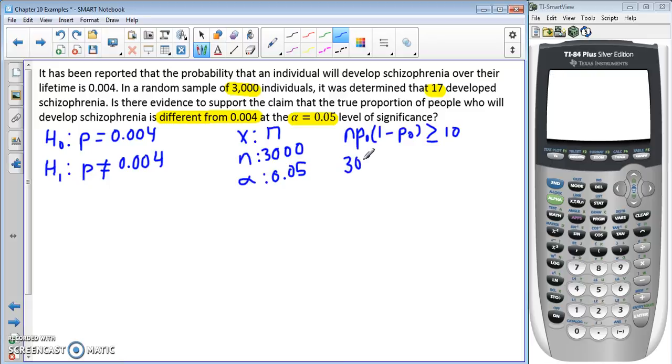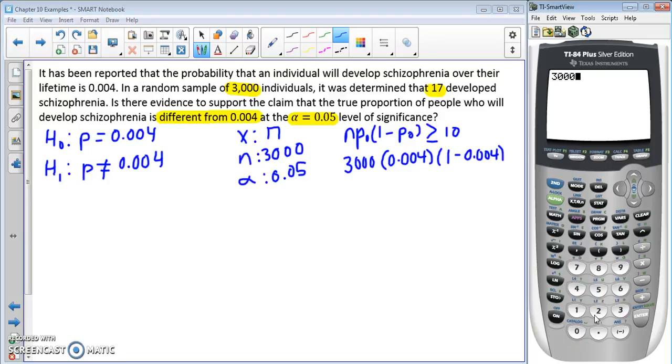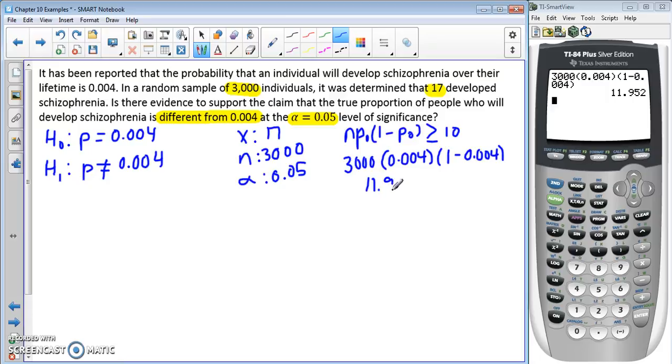So 3,000 times 0.004 times 1 minus 0.004. So let's type that in our calculator. 3,000 open parenthesis 0.004 close parenthesis open parenthesis 1 minus 0.004 close parenthesis, enter, and we get 11.952, which is greater than or equal to 10. So we can proceed on with our hypothesis test.